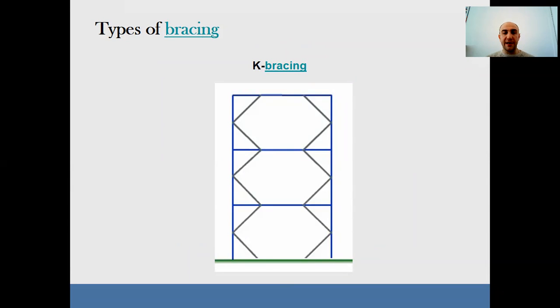K brace connects to the column at the mid height. So this frame has more flexibility for the provision of openings in the facade and results in the least bending in the floor. K bracing is generally discouraged in seismic regions because of the potential for column failure in the compression brace buckles.